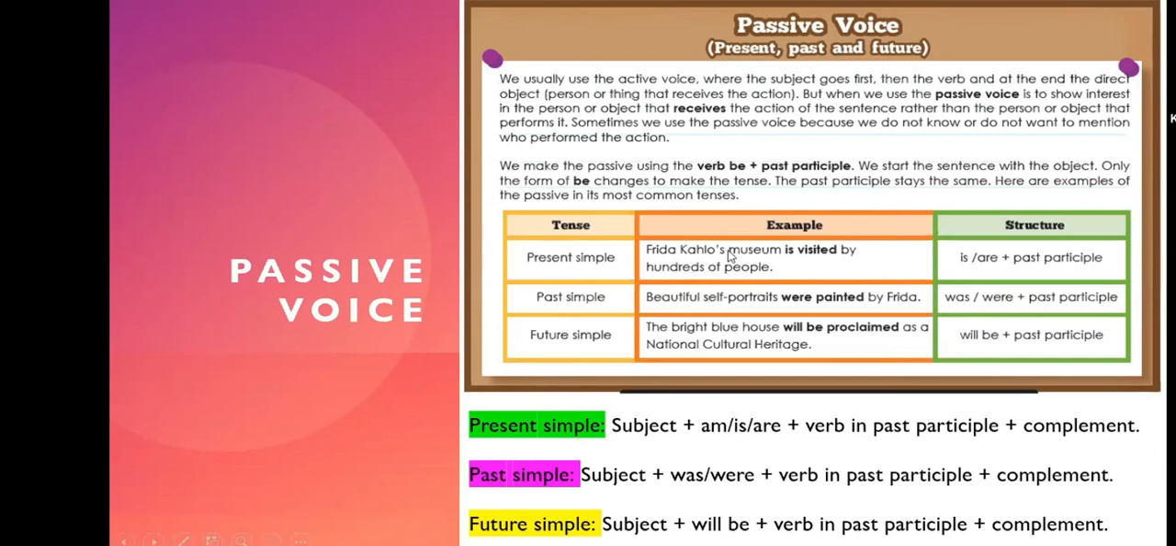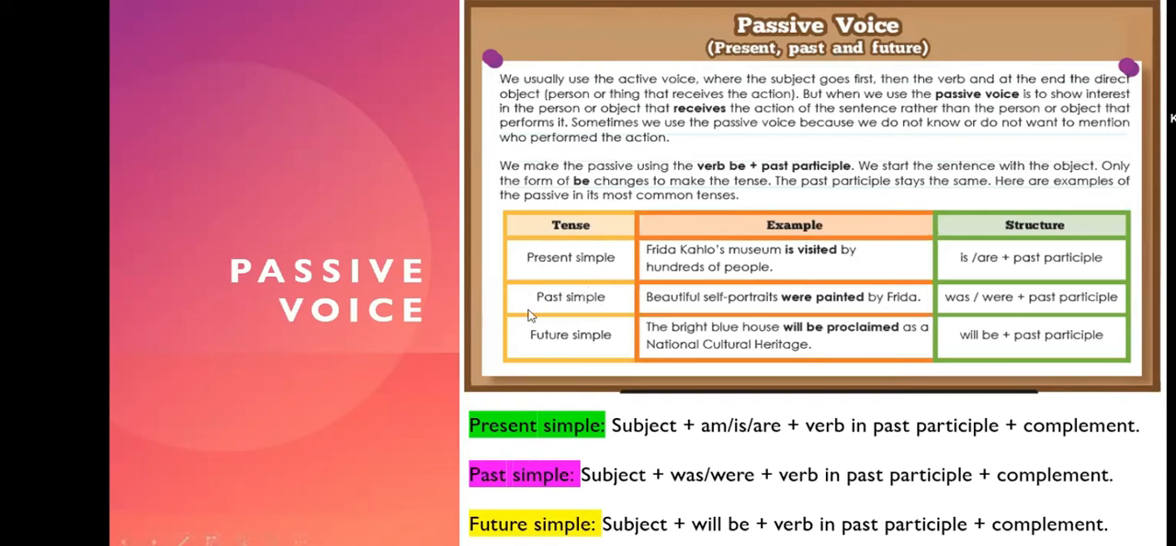This is passive voice because the object, Frida Kahlo's museum, is in the first place. And then you have the verb to be in present, is, and you have your verb in past participle, visited. Okay? So, by hundreds of people. This would be active voice if we said hundreds of people visit Frida Kahlo's museum, because we would be talking about the people and not about the museum. Is it clear? We'll see some examples so it can be clearer, okay?